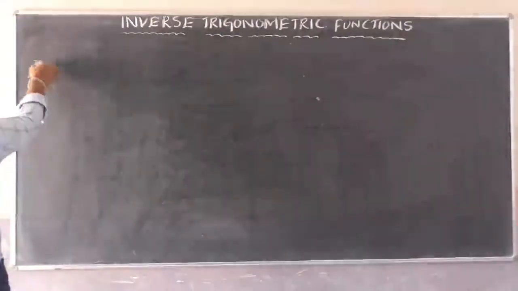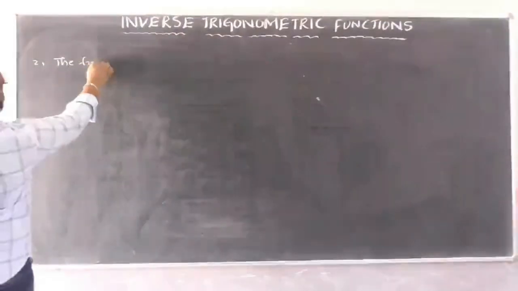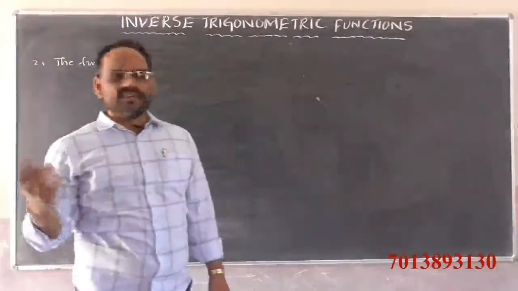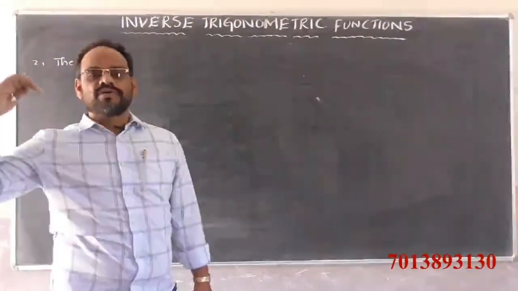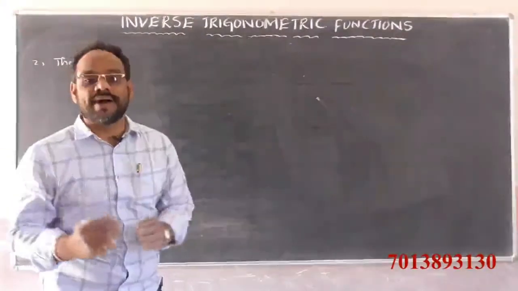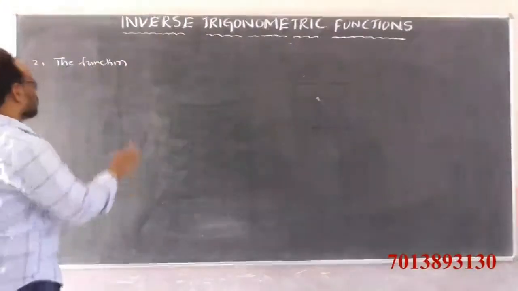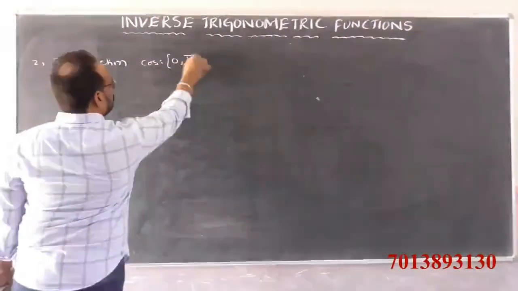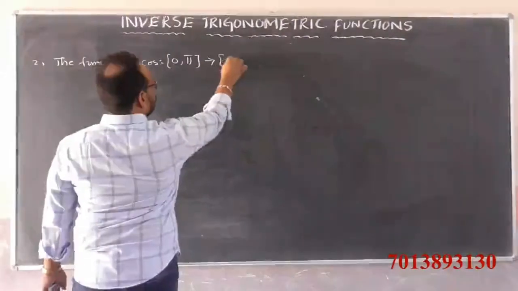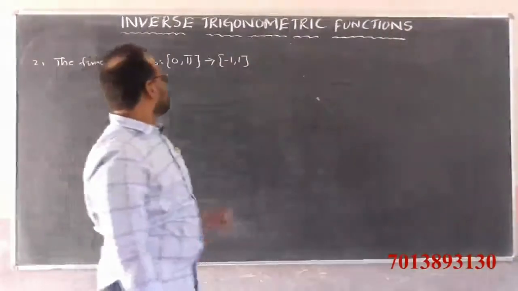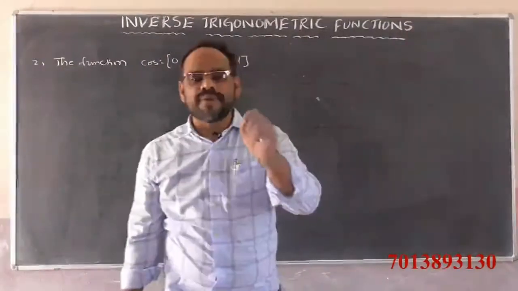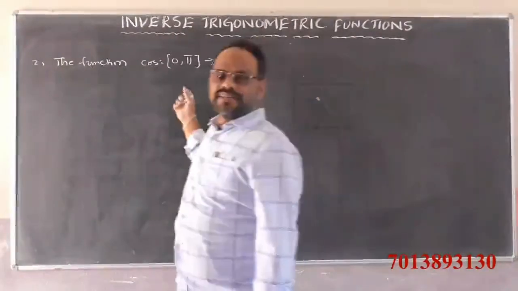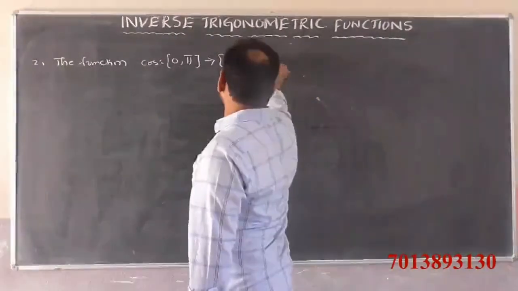Next, the cos function is also the same. Second point. The cos function has domain the real numbers and codomain minus 1 to plus 1. If you reduce the domain to the closed interval 0 to pi, then cos from the closed interval 0 to pi to minus 1 to plus 1 is a bijective function. Then only it satisfies the bijection.